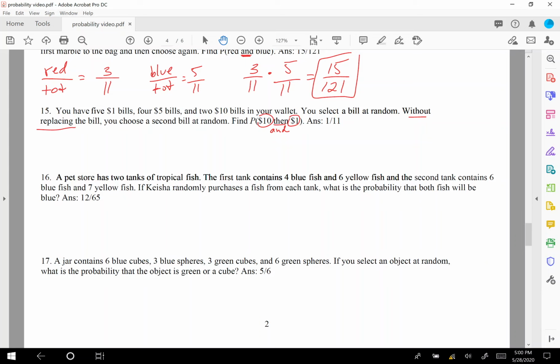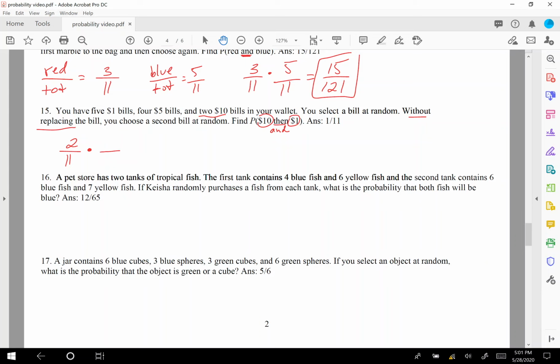So first thing, what's the probability of getting a $10 bill? Well, we have 2. So you have 2 out of, and then now you have to look at the total bills here. We have 5 plus 4 is 9, plus 2, okay, that's 11. So 2 bills out of our 11 bills are worth $10. And now, since we have and, we're going to multiply.